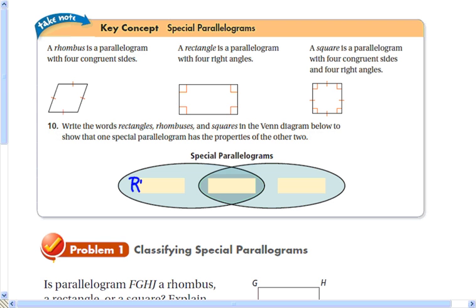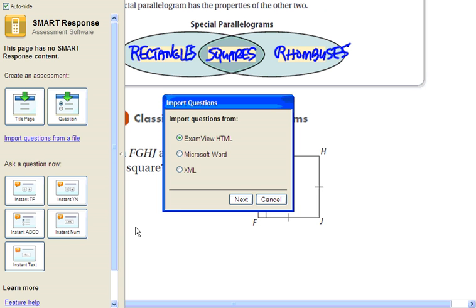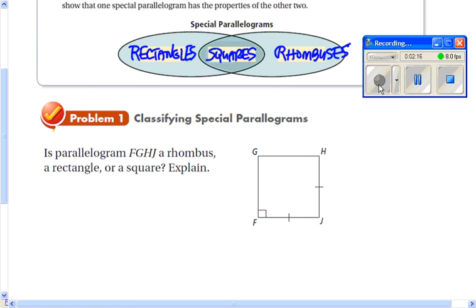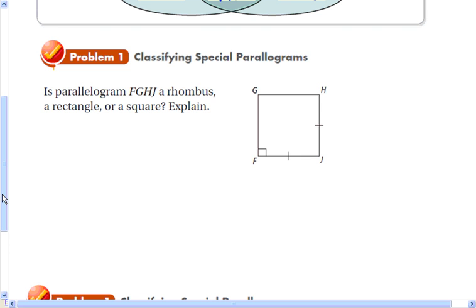I'll put rectangles here. And I'll put rhombuses over here. And a square is both a rectangle and a rhombus, so that goes in the middle. All right. Problem 1, classifying. Is parallelogram FGHJ a rhombus, a rectangle, or a square?